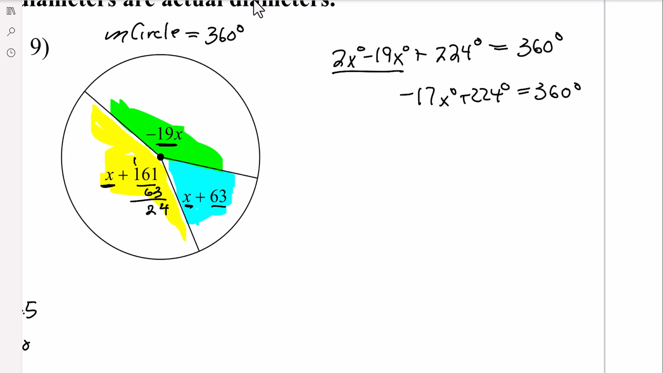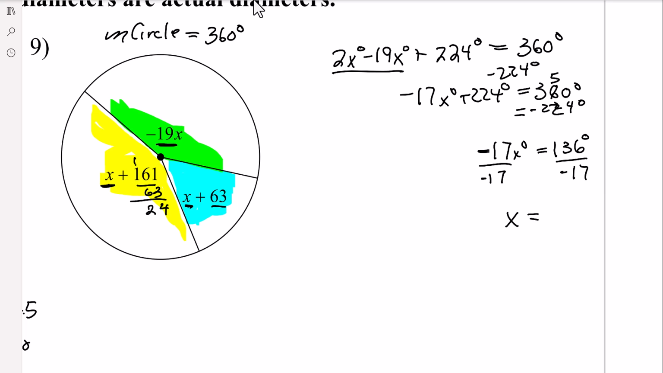To get the x by itself, we're going to subtract 224 from both sides. Let's see, we have 10 subtract 4 is 6, 5 subtract 2 is 3, 3 subtract 2 is 1. There we go. And then divide both sides by negative 17. So 136 divided by negative 17, x is equal to negative 8.